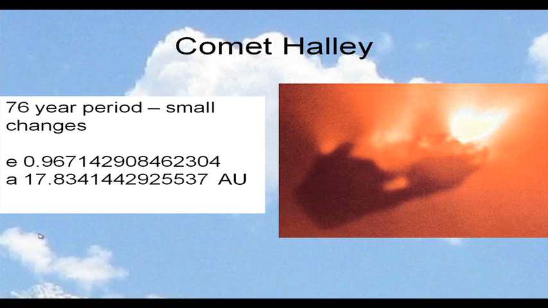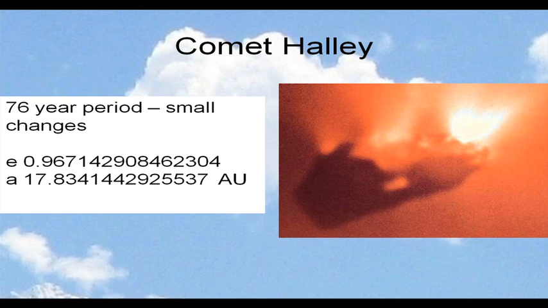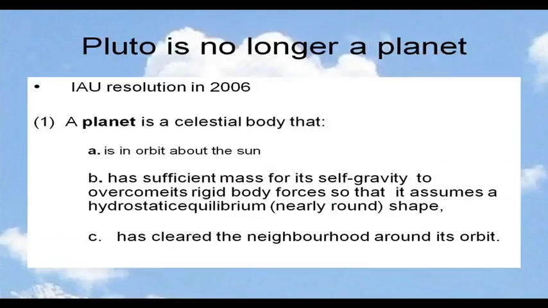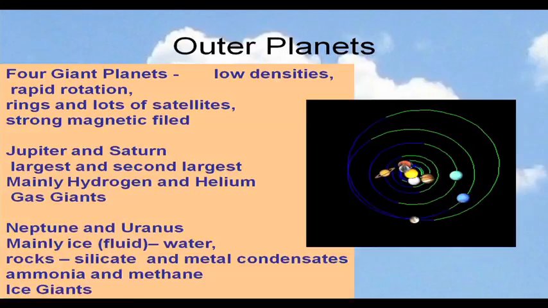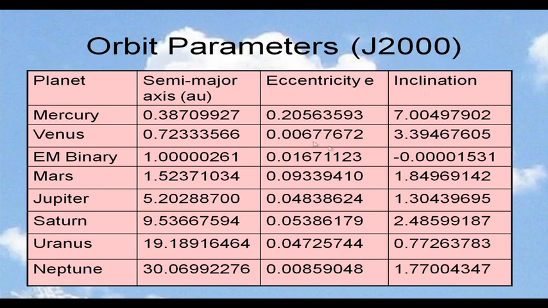The semi-major axis is 17.8, so it is roughly around 18 astronomical units. So, it is well within the orbit of Uranus. Let us just take a look. The semi-major axis is smaller than that of Uranus and Neptune, but it is larger than that of Saturn.